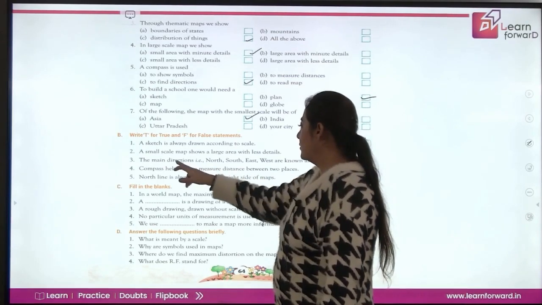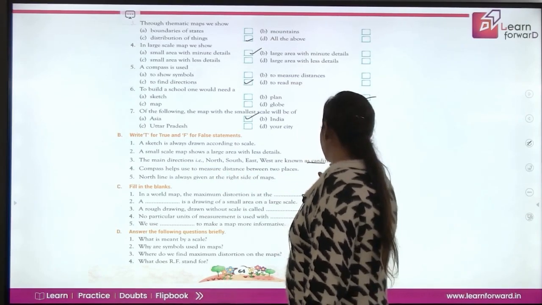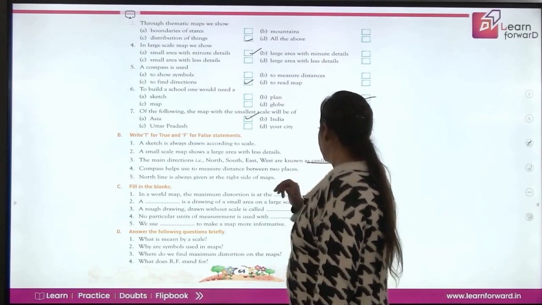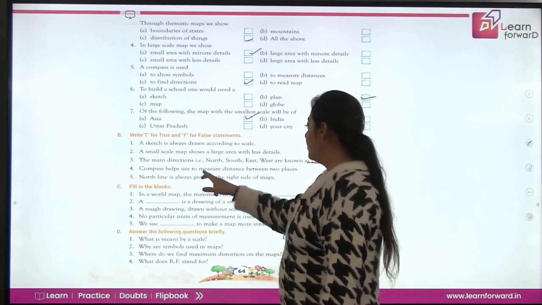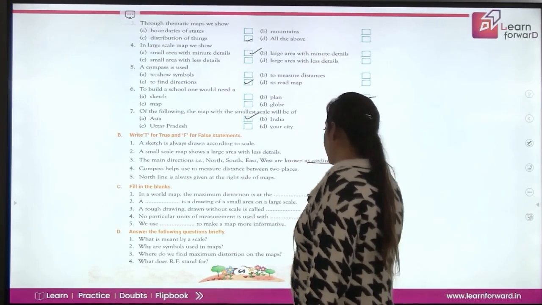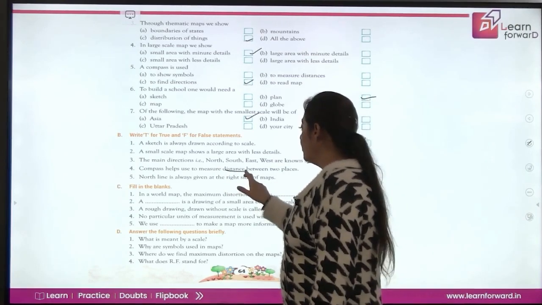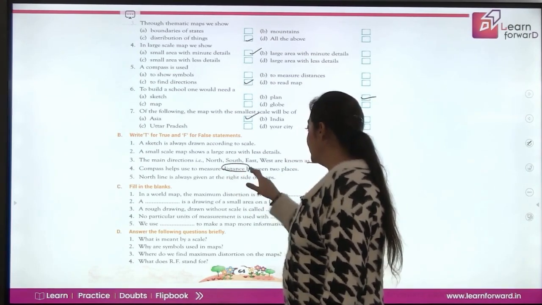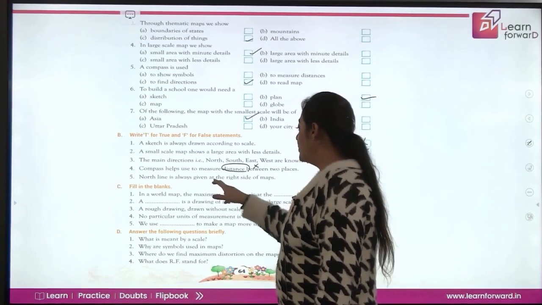Then the main directions are known as cardinal points. Yes, right. Then compass helps us to measure the distance between. No, compass doesn't help us to measure the distance. It helps us to navigate a direction. ये गलत है, ठीक है? Our north line is always given at the right side of the map.